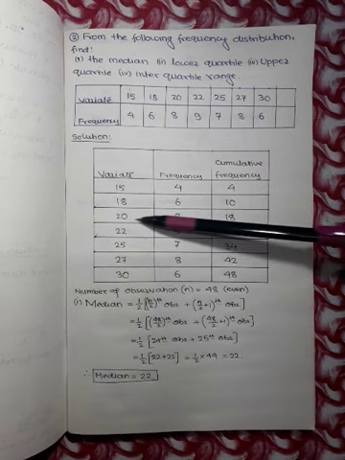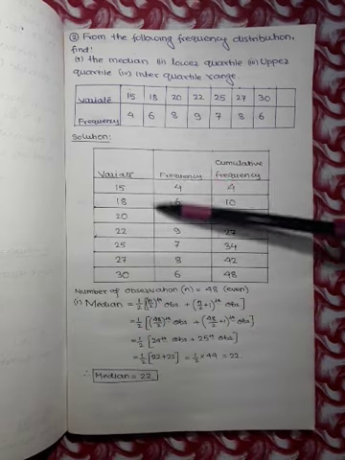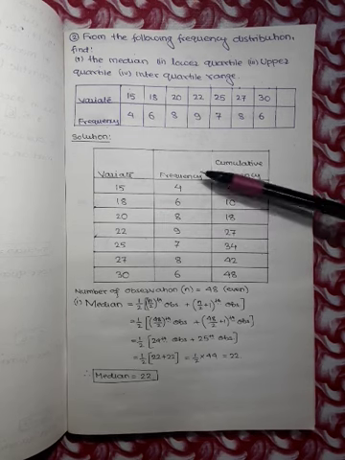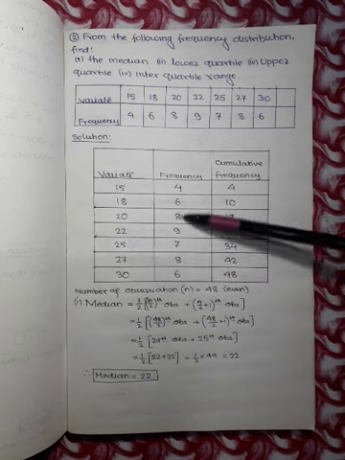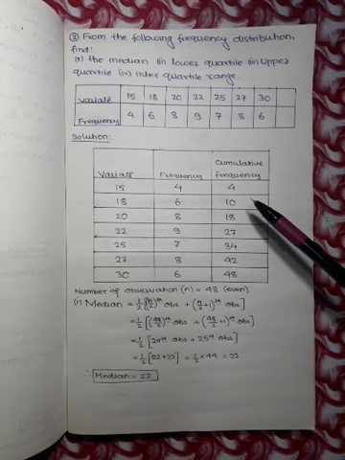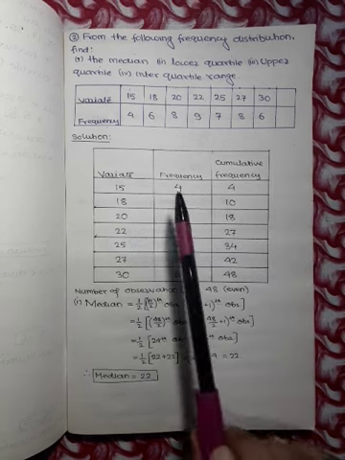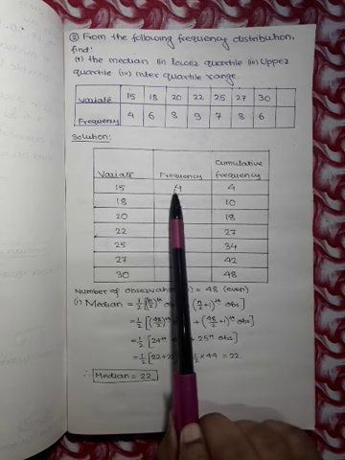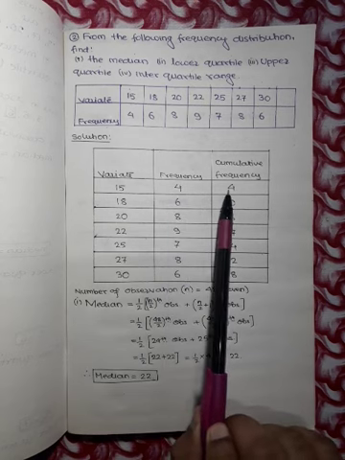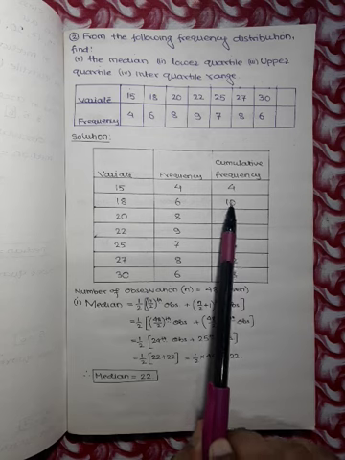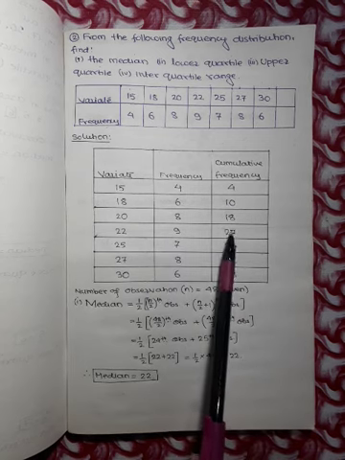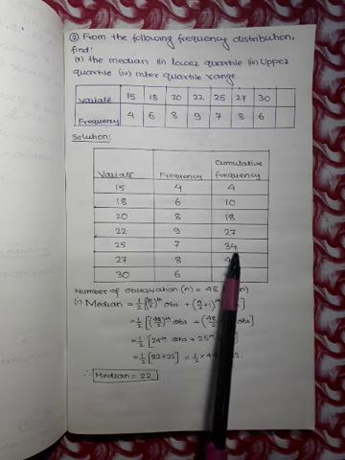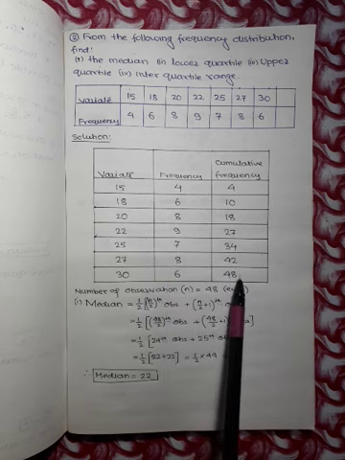Now we can express this in a cumulative frequency distribution table. Variate is x, frequency is f. So for cumulative frequency, you know how to find it. So this will be how much? 4. Cumulative frequency is 4. 4 plus 6 equal to 10. 10 plus 8 equal to 18. 18 plus 9 equal to 27. 27 plus 7 equal to 34. 34 plus 8 equal to 42. 42 plus 6 equal to 48.